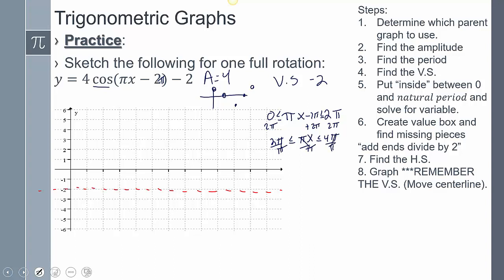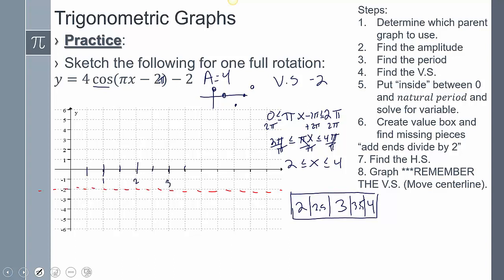So the pi's cancel out, and you're probably thinking, wait, how do you graph this if there's no pi? That's okay. Just look, now it's just numbers. It actually might make this a little easier. So 2 and 4, well, the middle of 2 and 4 is 3. The middle of 2 and 3 is 2.5. Middle of 3 and 4 is 3.5. So maybe we can label these by 0.5s. So there's 1, 2, 3, 4. That might make things a little easier.